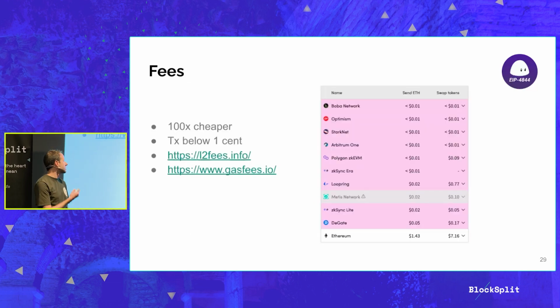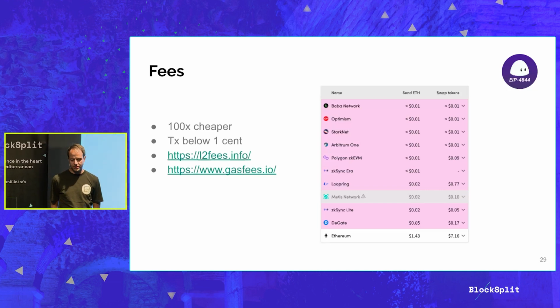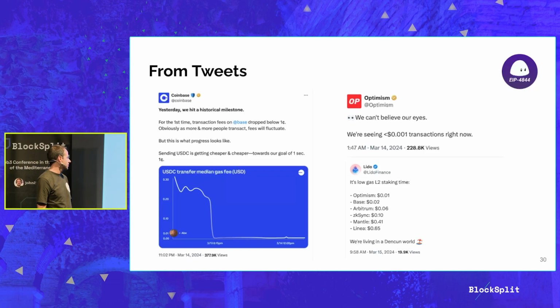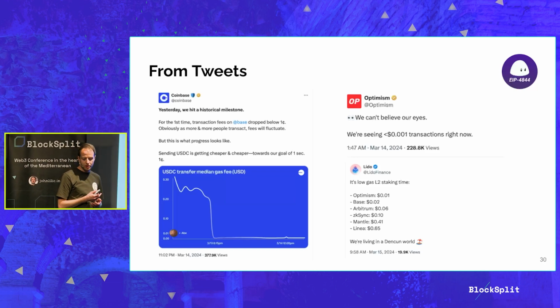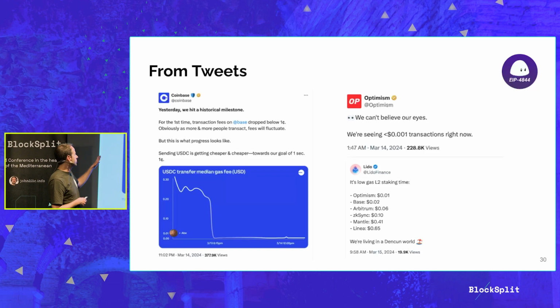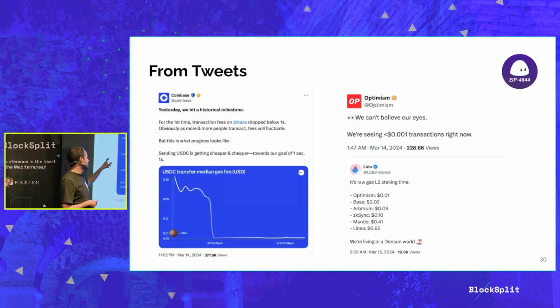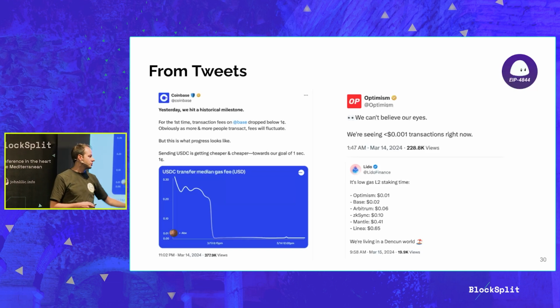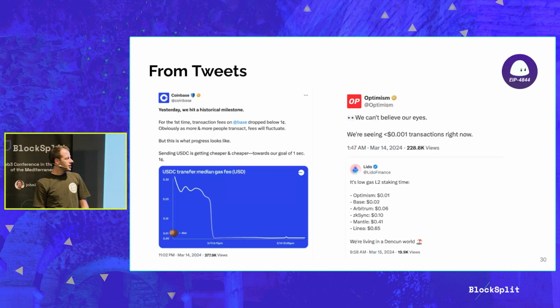How cheap? Let's look. We get like 10,000x cheaper transactions. We can see here different L2s. Every transaction is below 1 cent. Blobs basically enable that. So here Coinbase was tweeting after the hard fork and the implementation of EIP-4844, the USDC token transfer on the Base chain went from 30 cents to below 1 cent. Also, other solutions are tweeting that transactions are really cheap.